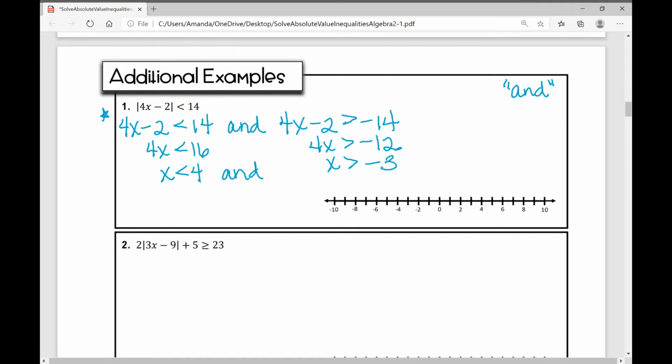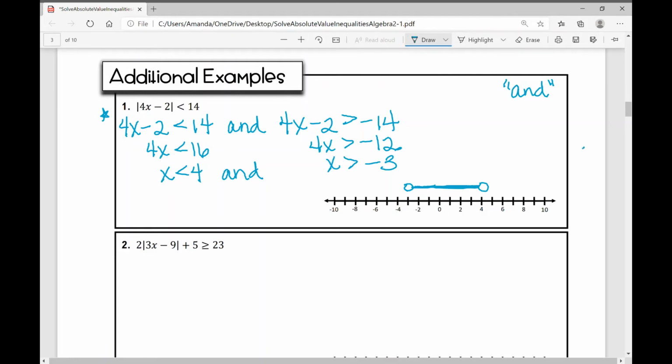So now if we graph this, x is greater than -3, that's right here. Greater than is going to be that way. And x is less than 4. Less than is going to be that way. So now we're just going to connect them. This is what my solution looks like graphed.